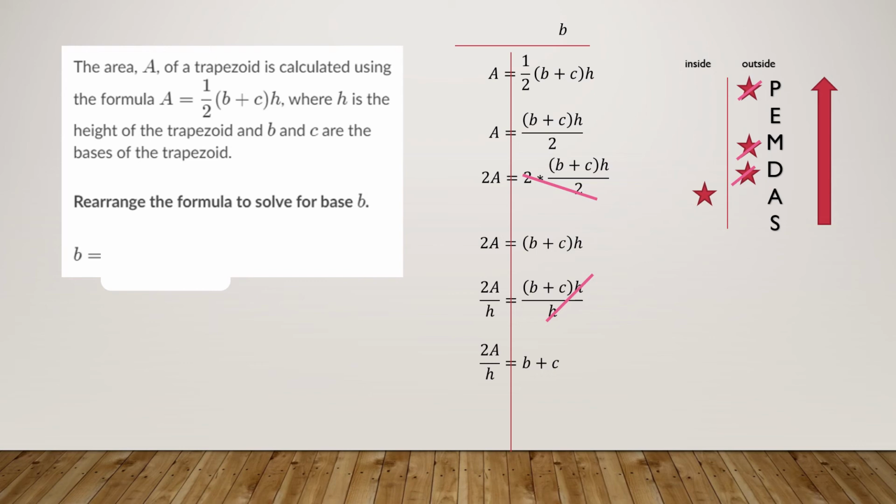So now we're at the addition that's inside of the parentheses. We know that subtraction is the opposite of addition, so we are going to subtract that c from both sides. Once we've done that, we know that those are going to cancel, or be eliminated actually. And let's simplify. On the right, we'll have b all by itself. And on the left, we have 2a divided by h minus c. And that is the expression for b. So that is our formula now to find the base b, given the area, the height, and the other base.